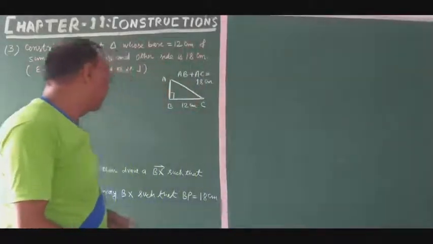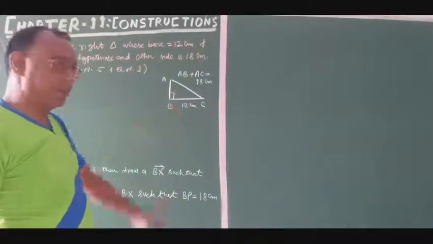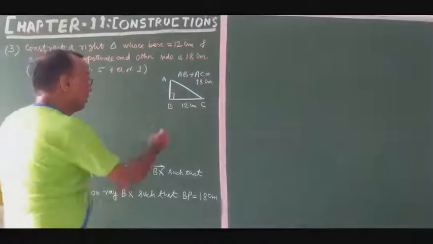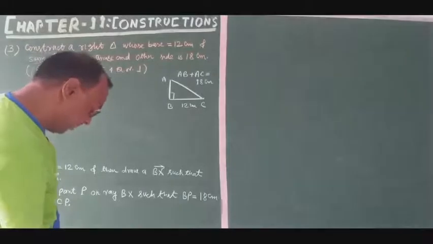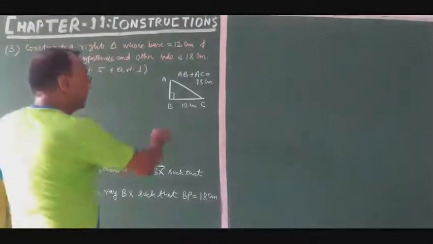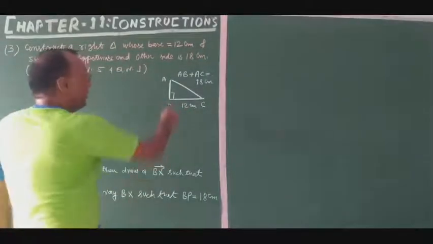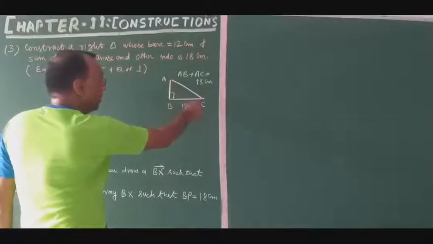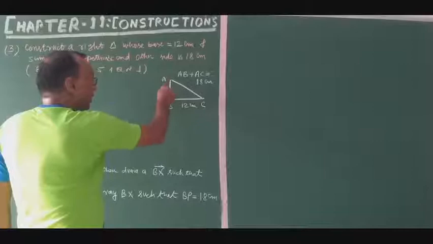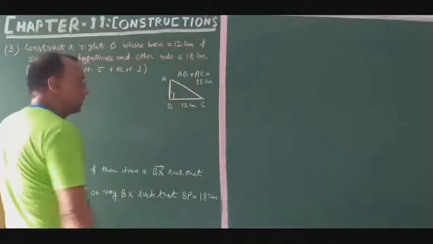So for this, first we will draw this rough sketch. Suppose I want to construct the right angle triangle ABC in which the base is 12 centimeter, this angle B is 90 degree, and this hypotenuse AC and this side AB, their sum is 18 centimeter.